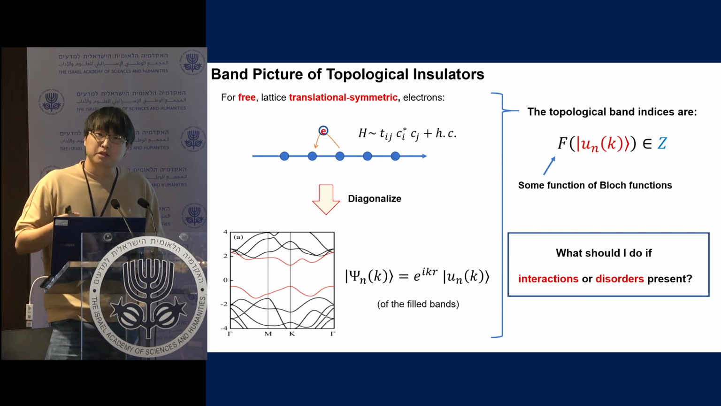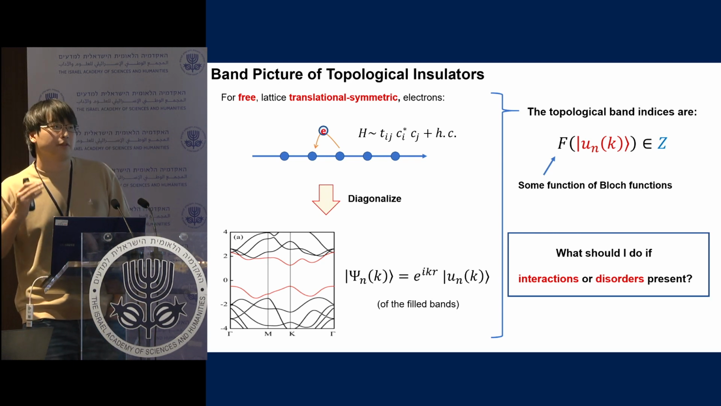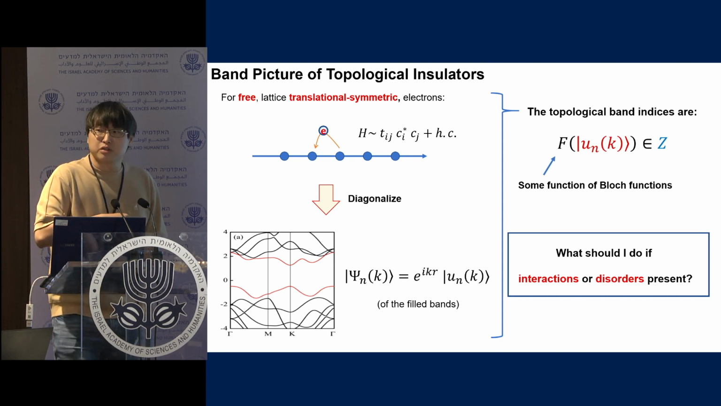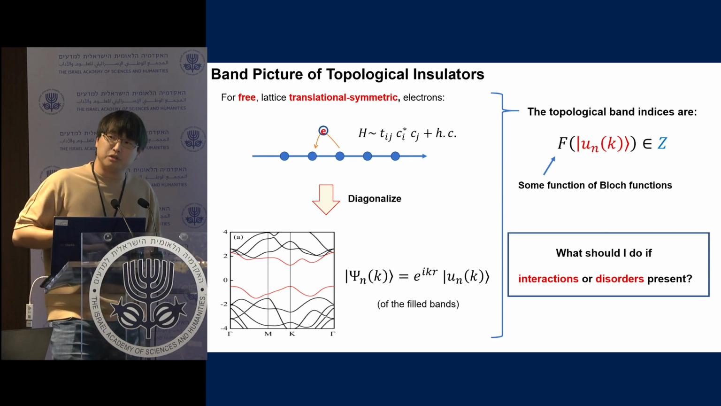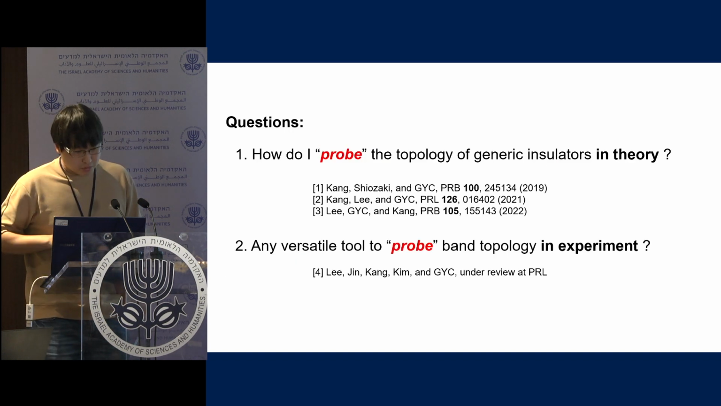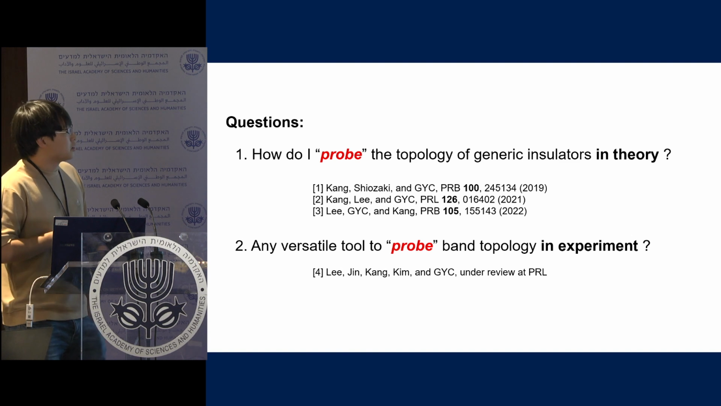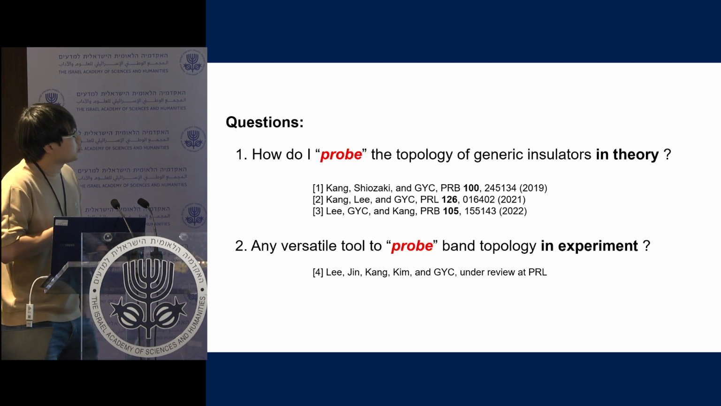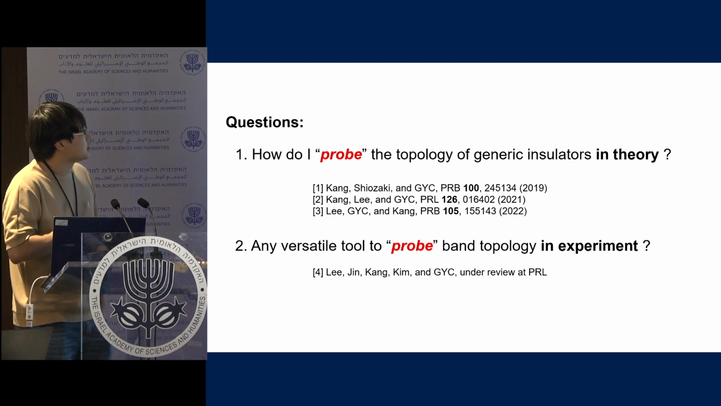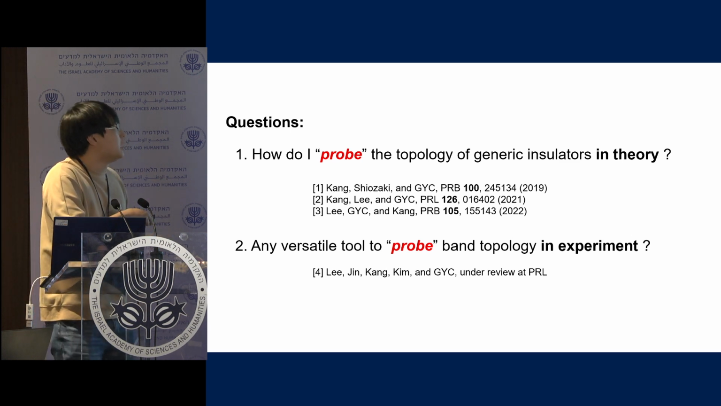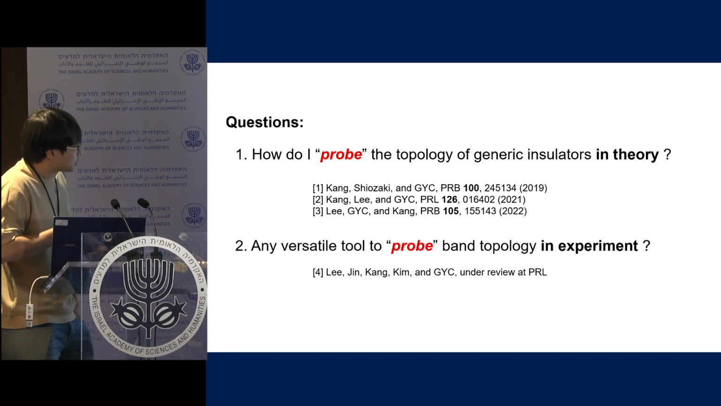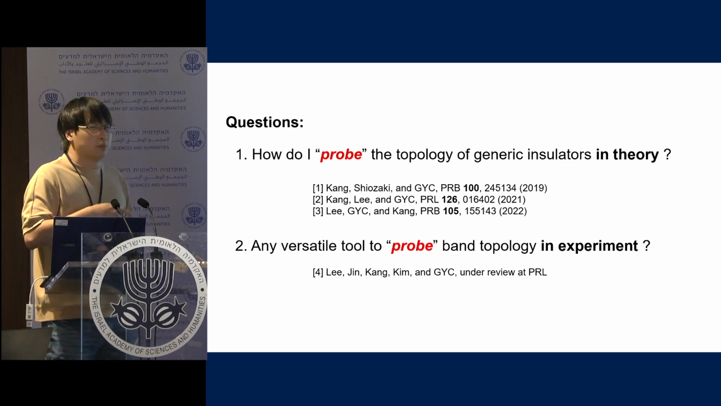But if the topological state is really a robust phase of matter, then you expect it to survive against disorder or interactions. So for those cases, what should I do? Those are the questions I asked almost 3 years ago, and then I tried to answer with a few papers. I'm going to start with what I do for a generic insulator in theory: how do I probe the topology?